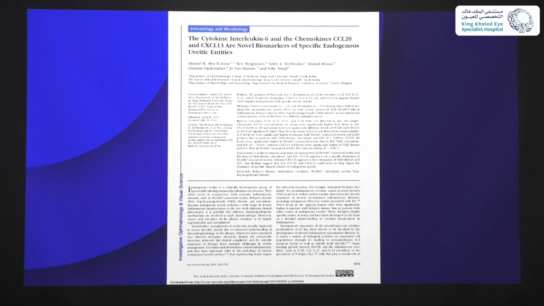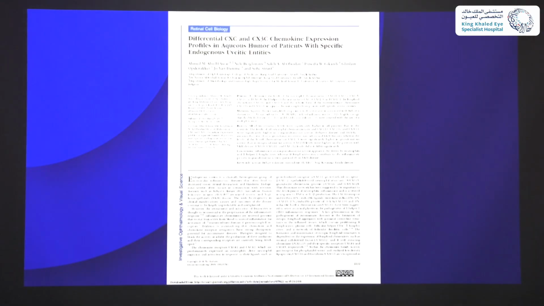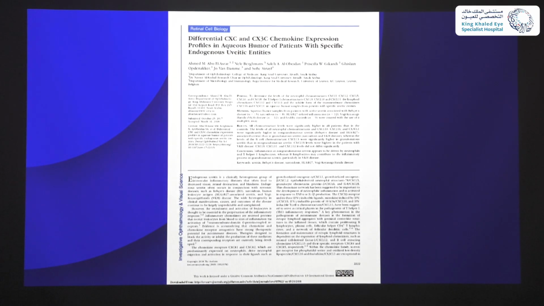The cytokine interleukin-6 and chemokines CCL20 and CXCL13 are novel biomarkers for specific endogenous uveitic entities. In the same journal, differential CXC and CX3C chemokine expression profiles in the aqueous humor of patients with specific endogenous entities. There were about 3 years between the 2 studies, but we have the consistent finding that CXCL13 is a biomarker for Vogt-Koyanagi-Harada disease.